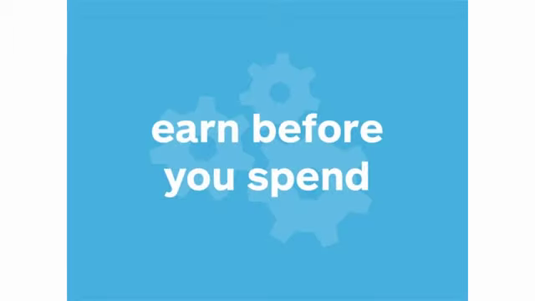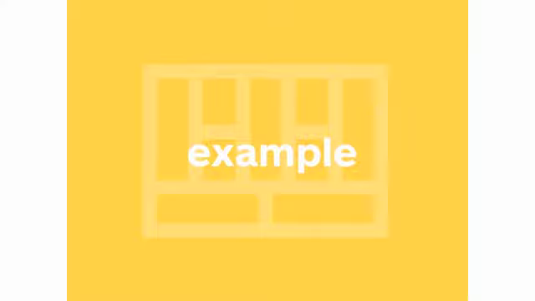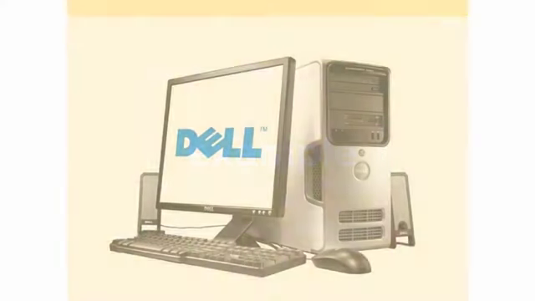Let's look at the next question. Do you earn money before you're spending? What does that mean? You need to ask yourself if you're spending money before money is coming in, for example, for production of products, for platforms that you need to build, etc. Okay? So let's look at an example here to illustrate this question as well.